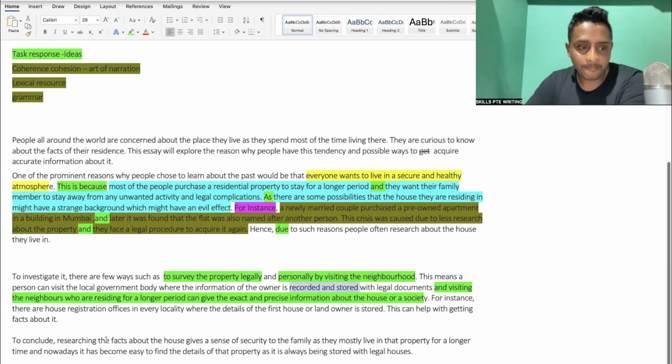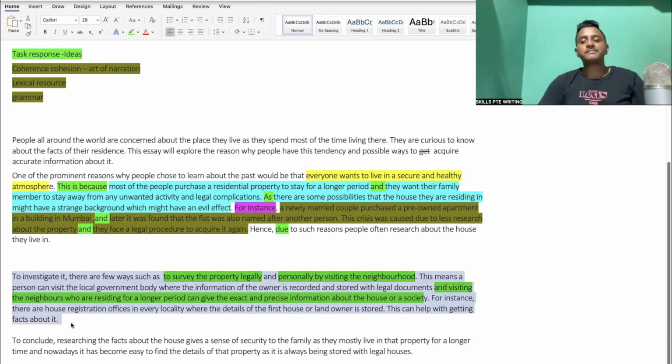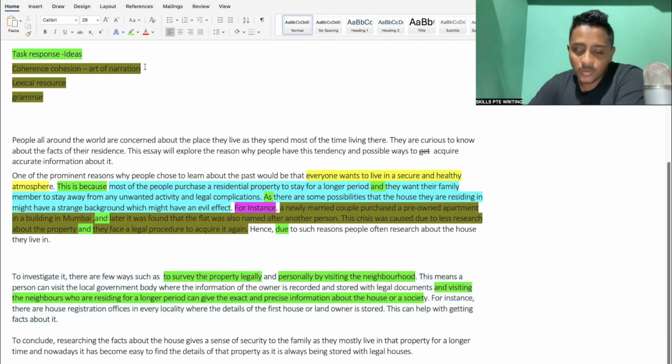For instance, there are house registration offices in every locality where the details of the first house or landowner is stored. This can help with getting facts about it. This is fine. Probably a little more you could have added. Otherwise, also it's perfectly fine, except for the fact you have mixed 2 things into one. So coherence, cohesion, I would have given you 8. I'm giving you 7. Vocabulary you can consider 8. Grammar also 8, but task response was 6.5.